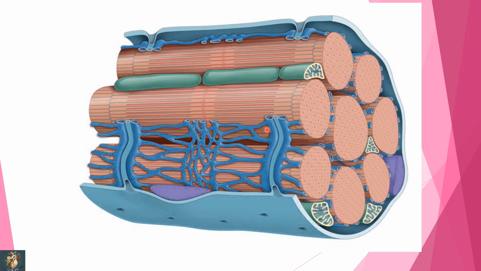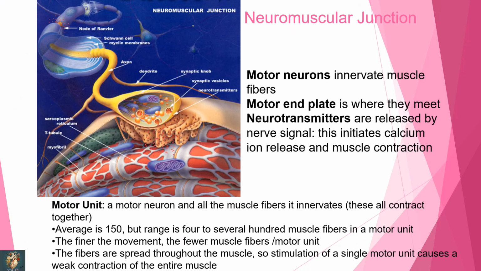On both sides you can see terminal cisternae, and in the center you can appreciate the transverse or T-tubule. These T-tubules are derived from the plasma lemma. Next is the neuromuscular junction, again very important. The motor neurons innervate the muscle cell fibers.